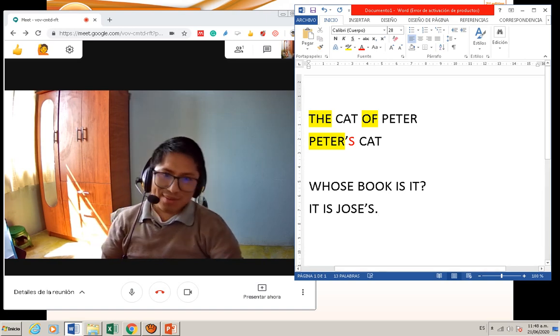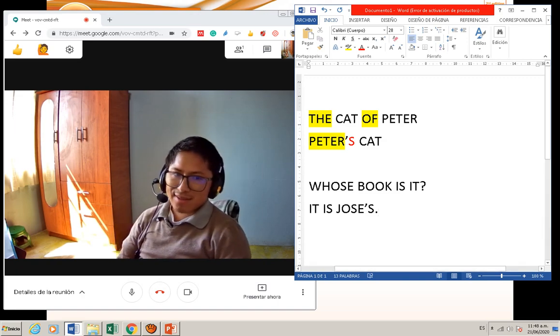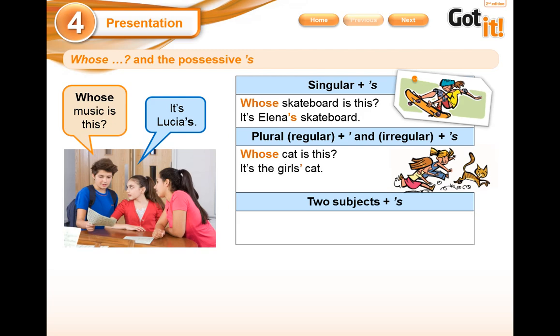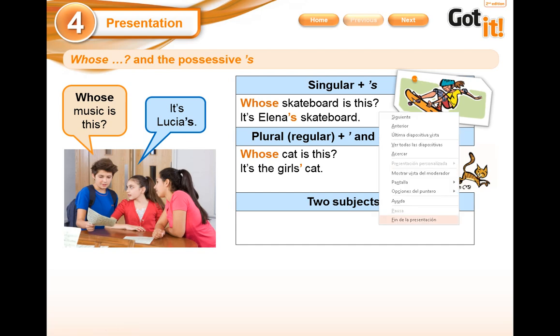¿Ok? Entonces, continuamos. I'm very happy you could understand this. So, let's start. Whose skateboard is this? It's Elena's skateboard. Este es el skateboard o el skate de Elena, no en la traducción. Vamos a ver cómo funciona en plural y en irregular. Whose cat is this? It's the girl's cat. Entonces, ¿qué ha pasado?